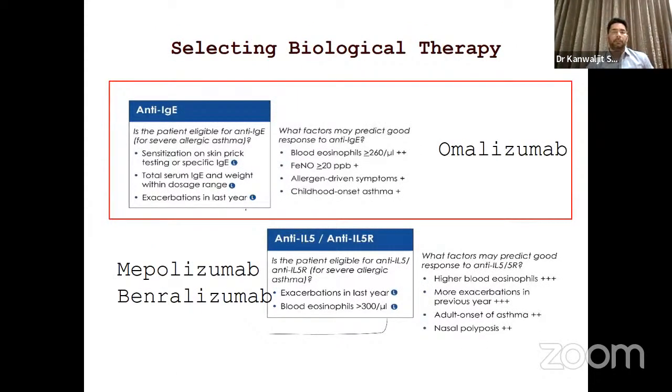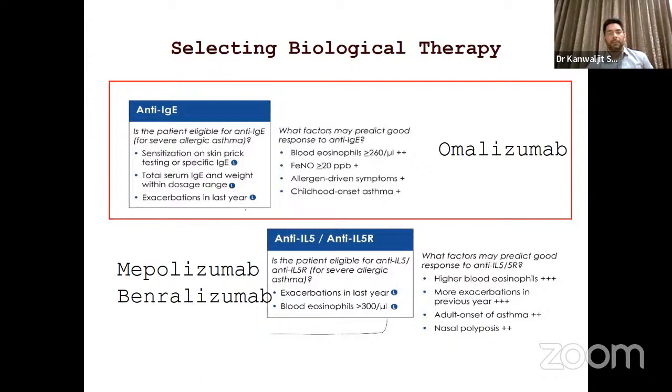So how do we select the biological therapy? If the patient is eligible for anti-IgE therapy, we have to do the sensitization by skin prick test or the specific IgE levels. Then we do the total serum IgE levels and weight of the patient, and we have to check the exacerbations in the last year.